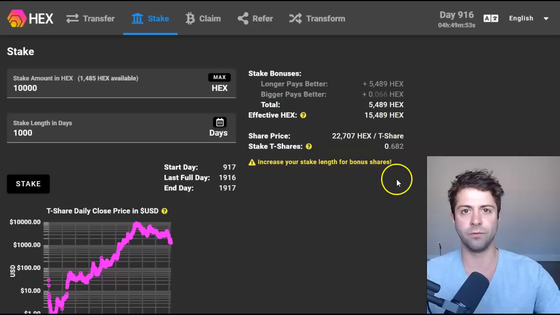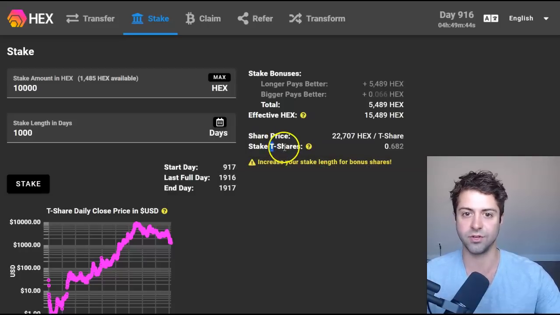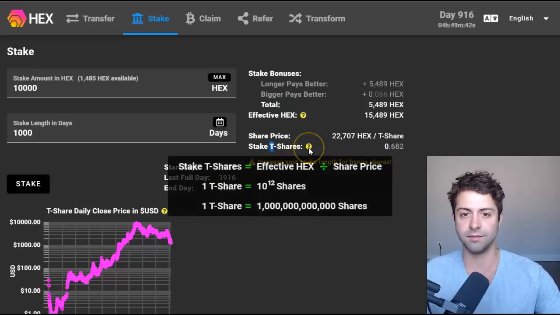So the only other really important metric, the really important number on this screen, is the number of shares you get, or the number of stake T shares that you get for this stake. Now, a T share simply just means a trillion shares. The T stands for a trillion. And there's a lot of shares in the system, guys. Again, the tooltip tells you that. There's a lot of shares in the system because shares actually end up being deflationary, whereas HEX is inflationary. So it's a pretty cool dynamic which gets really complex, but shares are actually scarce. And so in HEX, it's a battle for more and more shares.